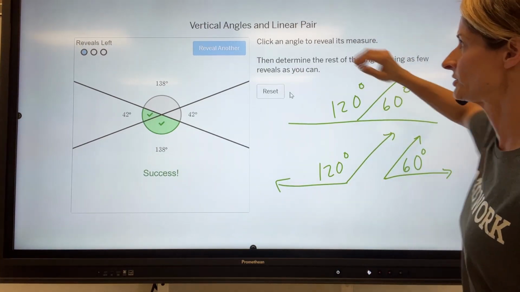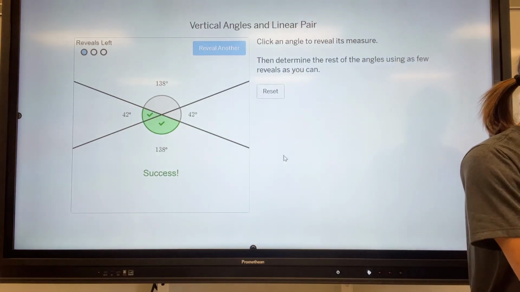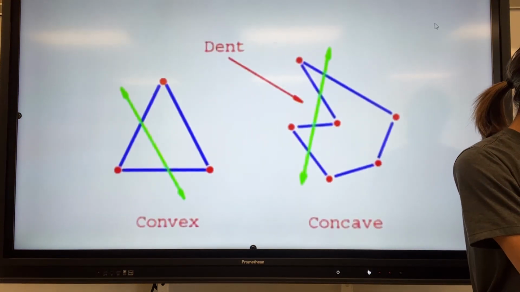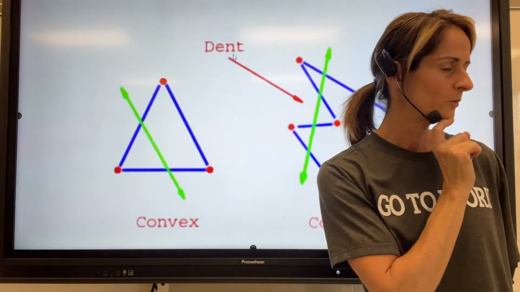That's another word you need to know. There's a lot of vocabulary in geometry, a lot. I think I'm almost finished with this lesson. Oh, concave and convex. We're going to do that in a different video.